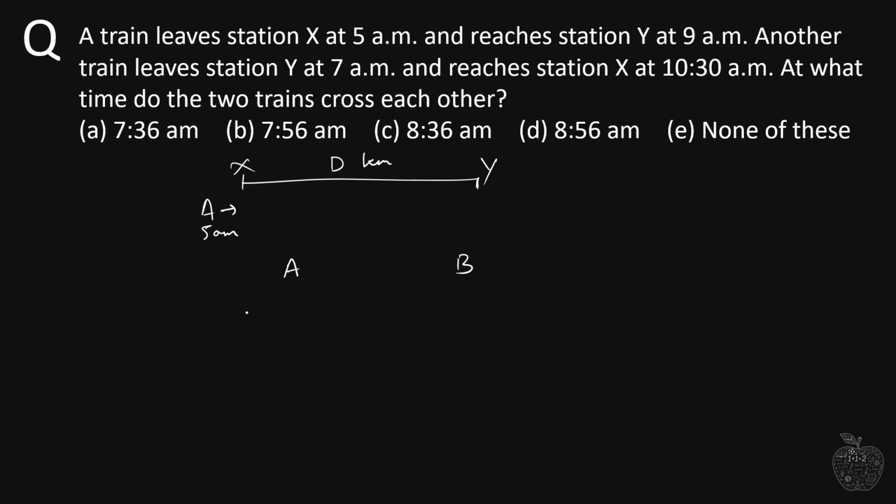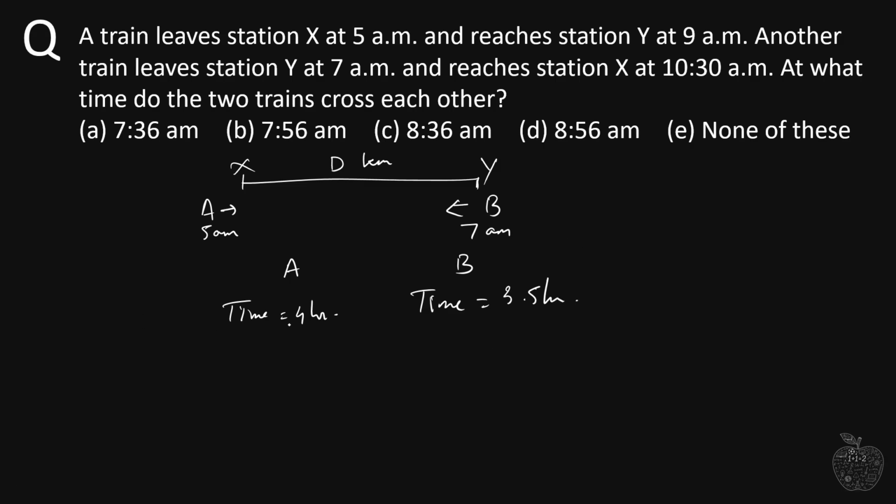So the total time taken by train A to cover this d kilometers is what? From 5 am to 9 am, that is 4 hours. Now another train leaves station Y at 7 am. So let's say this train B leaves station Y at 7 am and reaches station X at 10:30 am. So the total time taken by train B to cover this d kilometers is what? From 7 am to 10:30 am, which is 3.5 hours.